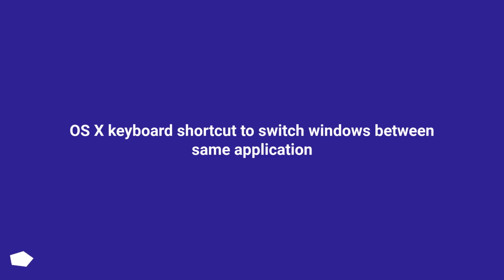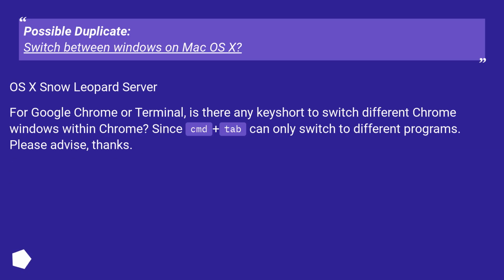OS X keyboard shortcut to switch windows between same application. Possible duplicate: Switch between windows on Mac OS X. OS X Snow Leopard server. For Google Chrome or Terminal, is there any key shortcut to switch different Chrome windows within Chrome? Since CMD plus tab can only switch to different programs. Please advise, thanks.